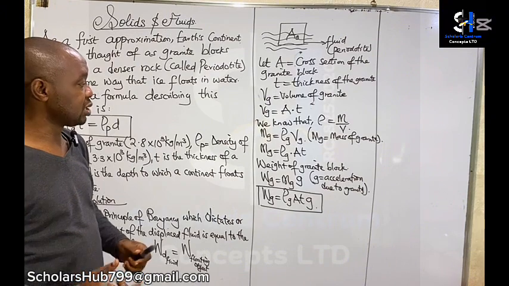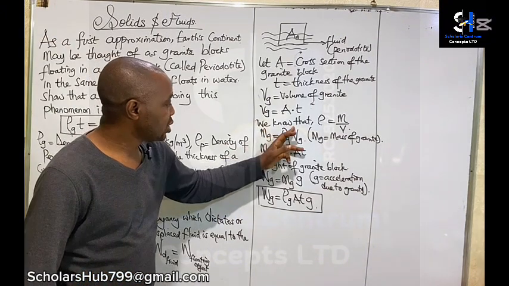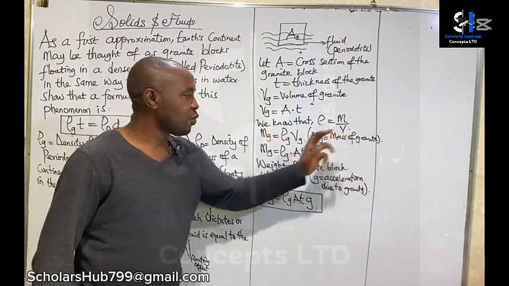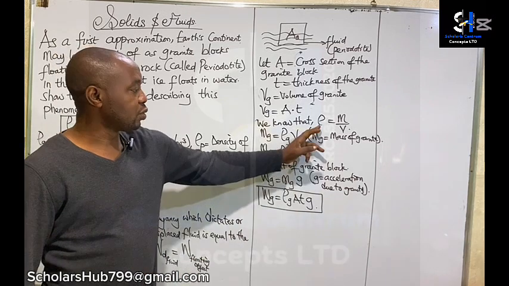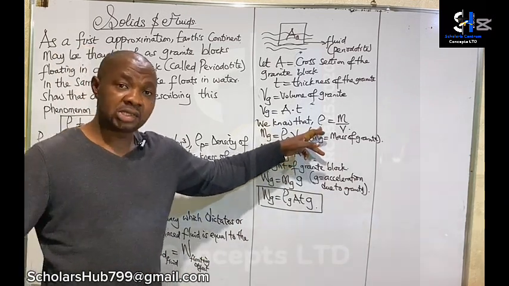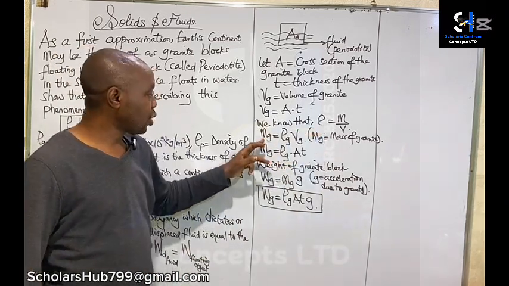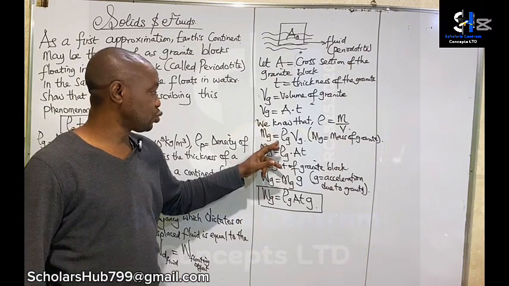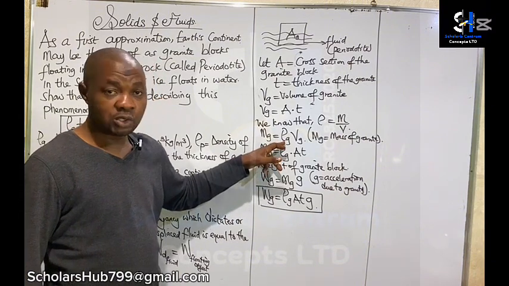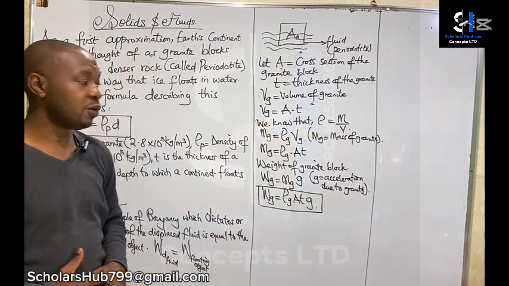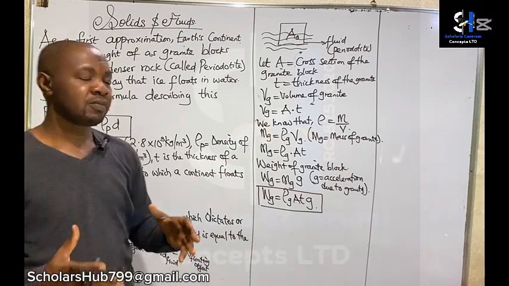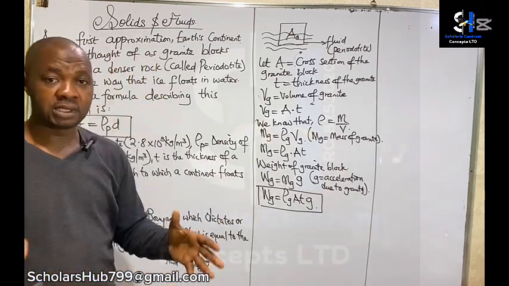Its thickness. And I said we know that density is mass over what? Volume. The Greek letter for density is rho. So we have mass of granite equal to density of granite multiplied by volume of granite. That is when we express the mass in terms of density.